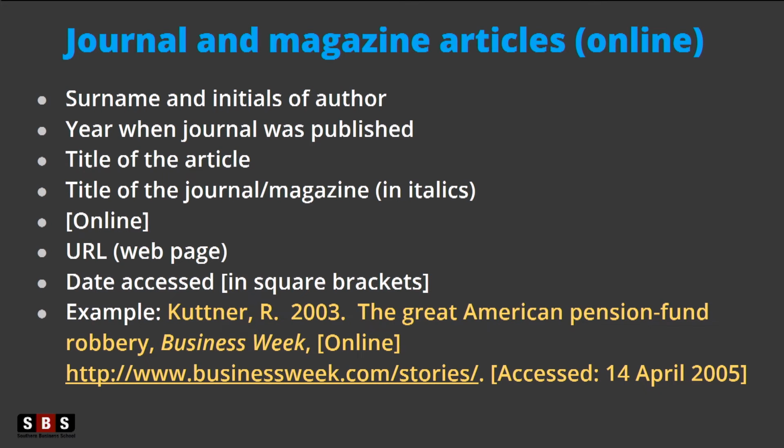And once again, the reason for that is it's very important so that the lecturer or whoever reads the information that you make available knows when you accessed this information, in case there had been a change in the original information. So we look at the example here. You have your author, year of publication, the title of the article, The Great American Pension Fund Robbery, which was published in Business Week, printed in italics, online in square brackets, URL, and the date on which it was accessed.